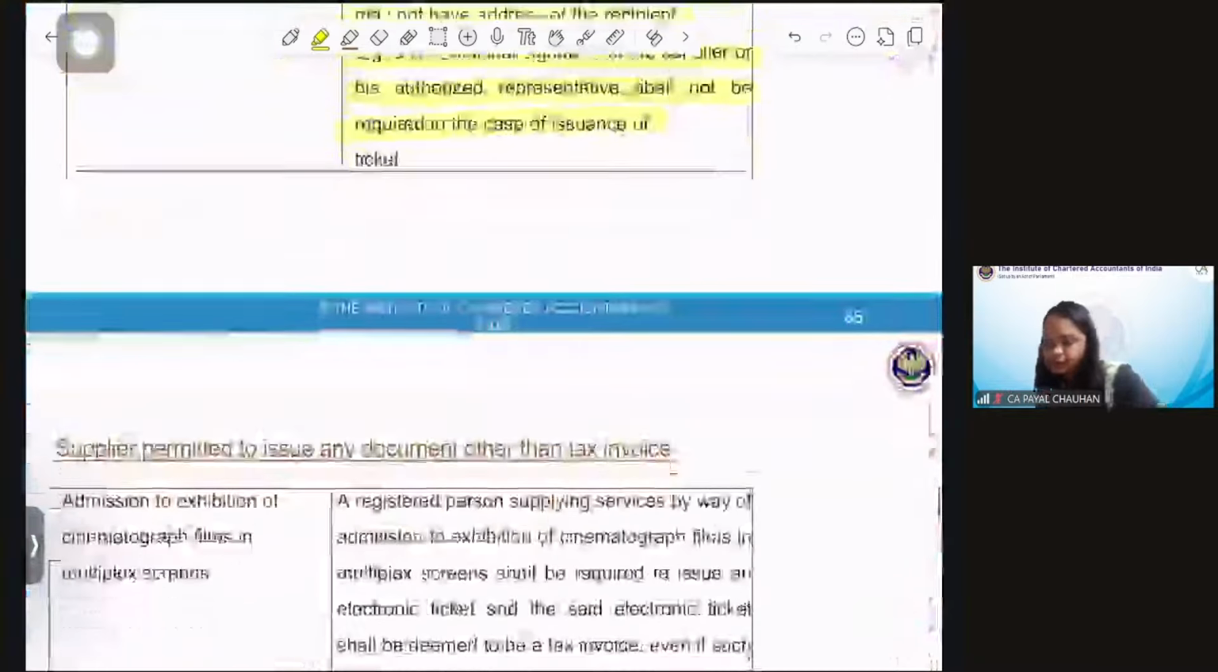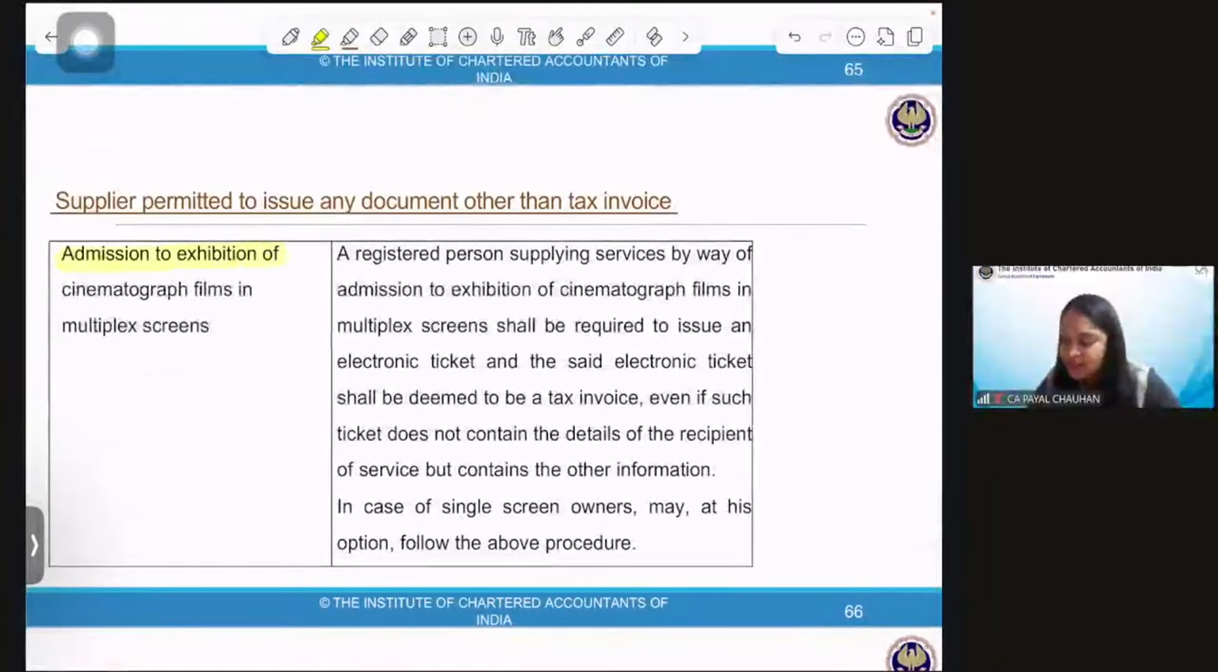Then, admission to exhibition of cinematograph film or multiplex screen. When you print the full e-ticket, then you have it. Otherwise, on the ticket you don't have it. You have your age, male, female, the date of journey and the seat. Ma'am, can we say it is a relaxation from issuing? Yes, Anil, perfect. Generally it doesn't have it. Yes, we don't have it.